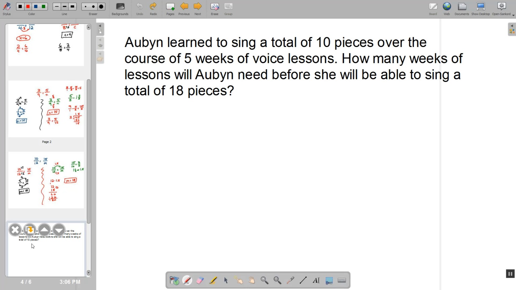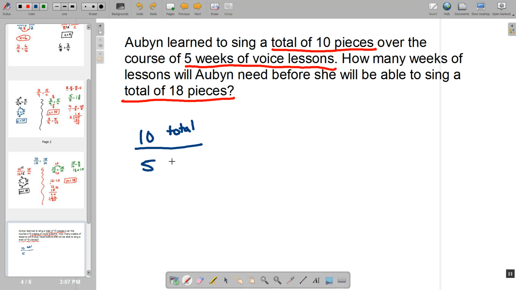So let's do a story problem just to showcase why we're doing these strategies and how we can learn to solve them. So Aubin learned to sing a total of 10 pieces of music over the course of 5 weeks of lessons. Okay, so I like to underline the important stuff. 10 pieces of music over 5 weeks. How many weeks of lessons will Aubin need before she will be able to sing a total of 18 pieces? Okay, so I'm going to make this into a ratio up here. We have 10 total pieces over 5 weeks. And that ratio must be equal to, she has a total of 18 pieces. And we want to know how many weeks that will take.